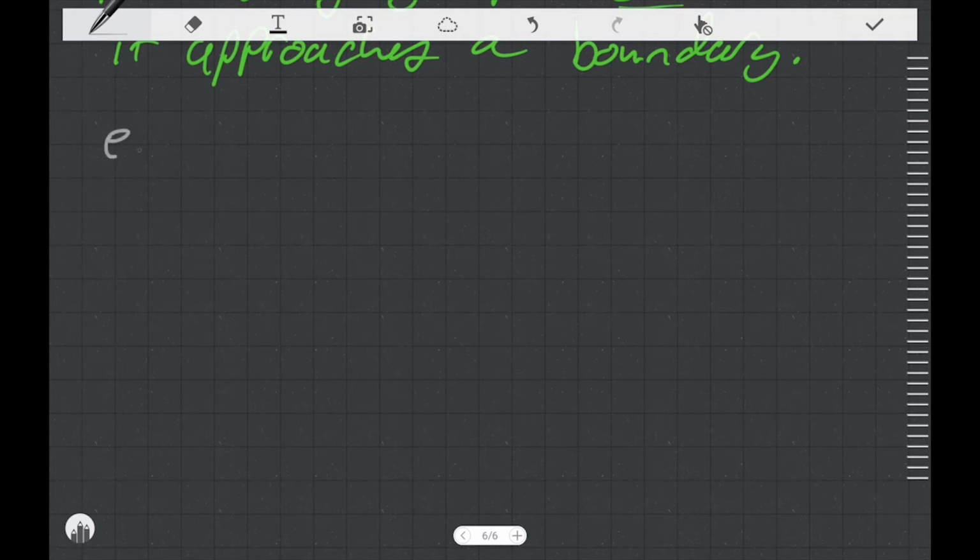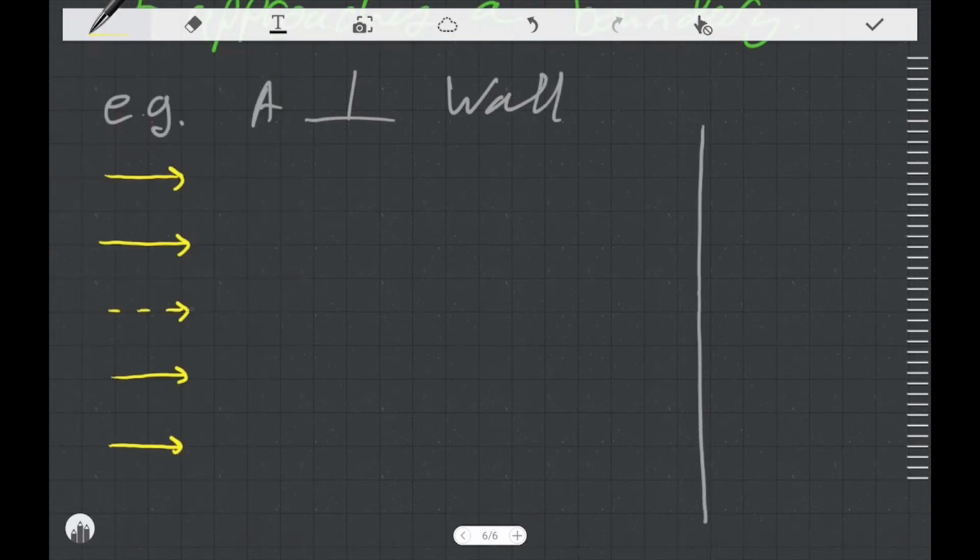One of the most intuitive examples that I'm aware of for a stagnation streamline is the example of a wall perpendicular to the flow. So in the case of a perpendicular wall, what we're tasked to do is extend these streamlines from the entrance of our diagram to the exit. The first streamline that I want to consider is this center streamline right here.